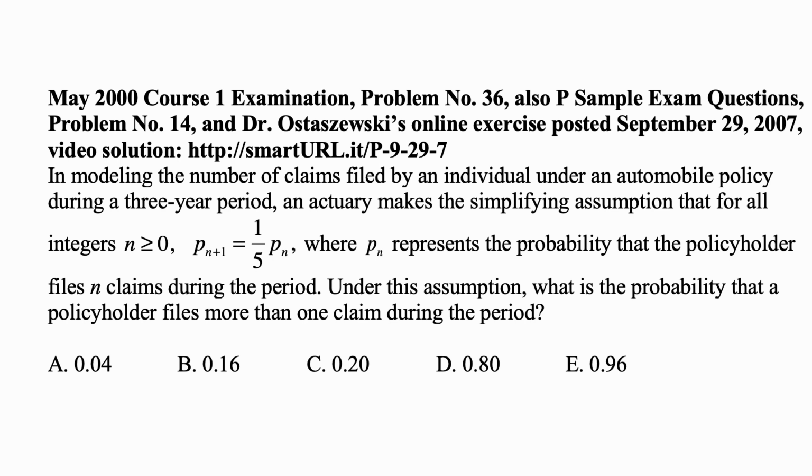Here's a problem for today for exam P on probability. In modeling the number of claims filed by an individual under an automobile policy during a 3-year period, an actuary makes the simplifying assumption that for all integers n greater than or equal to 0, P(n+1) is equal to 1/5 P(n), where P(n) represents the probability that the policyholder files n claims during the period. Under this assumption, what is the probability that the policyholder files more than one claim during the period?